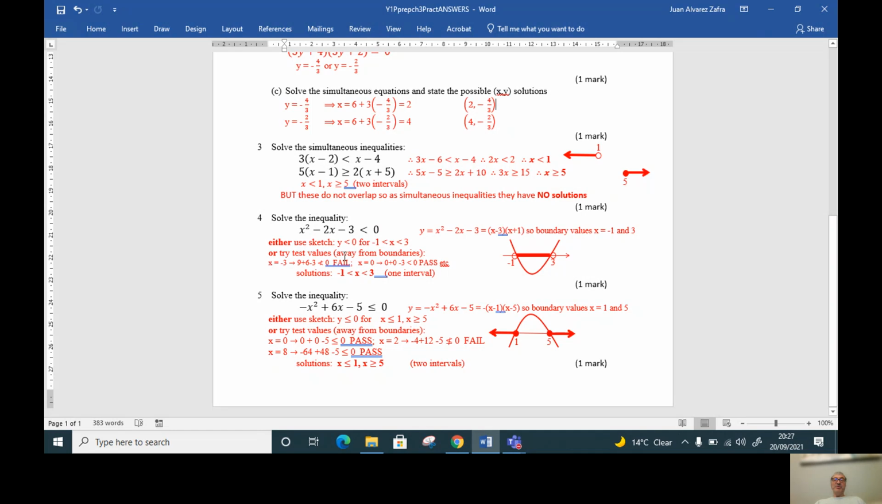And we write that as one single interval because there is one interval here bounded by two values, -1 and 3, not including either of the values, so strict inequalities.